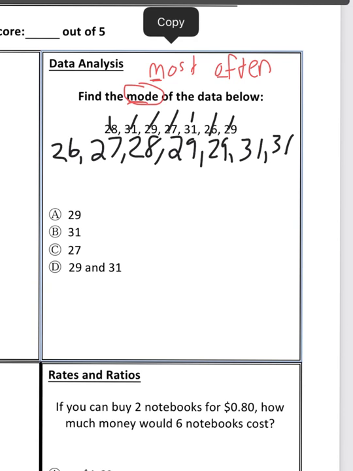So I put the numbers in least to greatest order because it makes those numbers stick out. When I look, I see 29 occurred twice and 31 occurred twice. Now, because they both occurred most often, that means D, 29 and 31, is the answer. You can have more than one mode. Okay, remember, pause this at any time if you want to stop and take some notes. Just hit pause and then hit play again and continue checking.